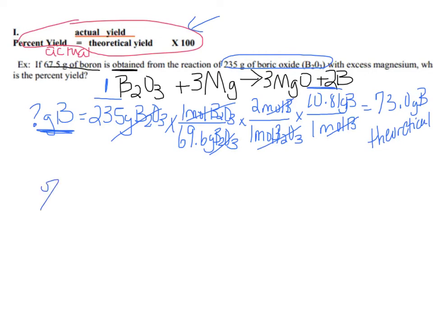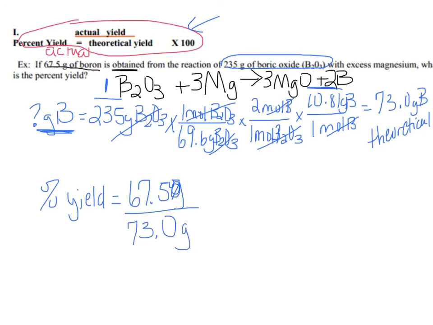So my actual yield was given to me in the problem, and that is 67.5 grams of boron. And we're going to put that over 73.0 grams of boron, which is our theoretical yield, times 100, giving us a final answer or final yield of 92.5%, which is pretty good.